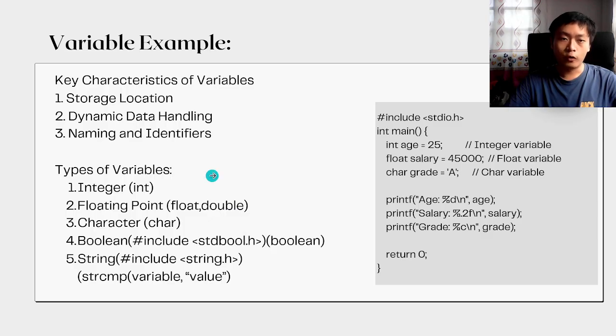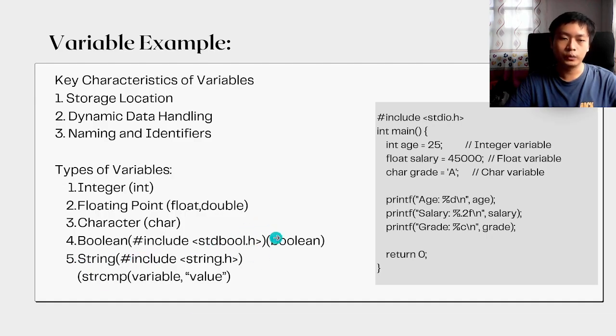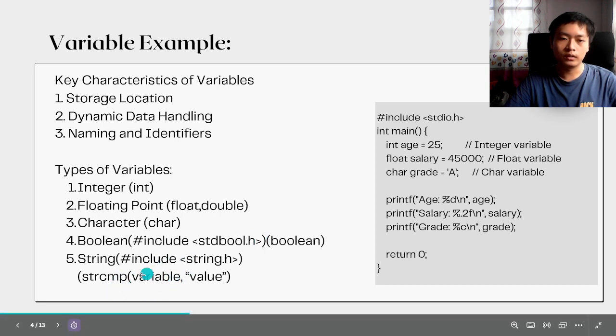So far, for all programming languages, there will be integer, float numbers, double, char for characters, and booleans. If we choose the C language, we need to include the standard boolean.h, and if we need to use strings, we need to include the string library also. And this is how we call the string in the C language.